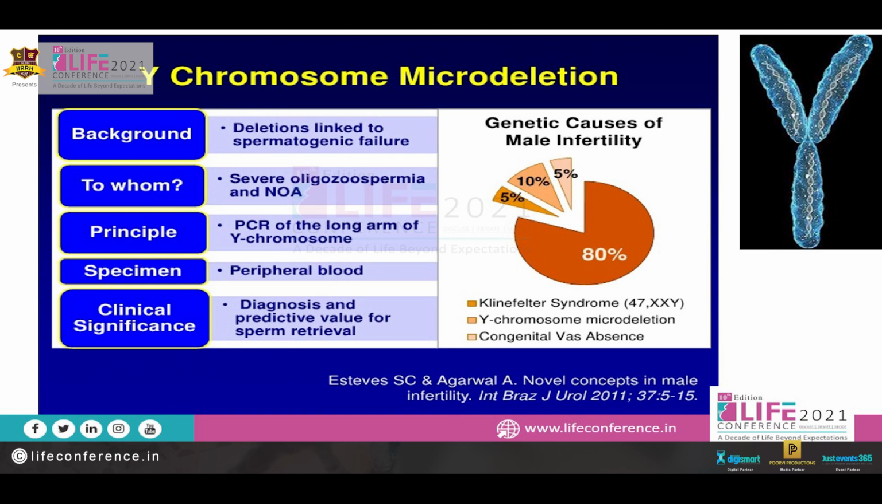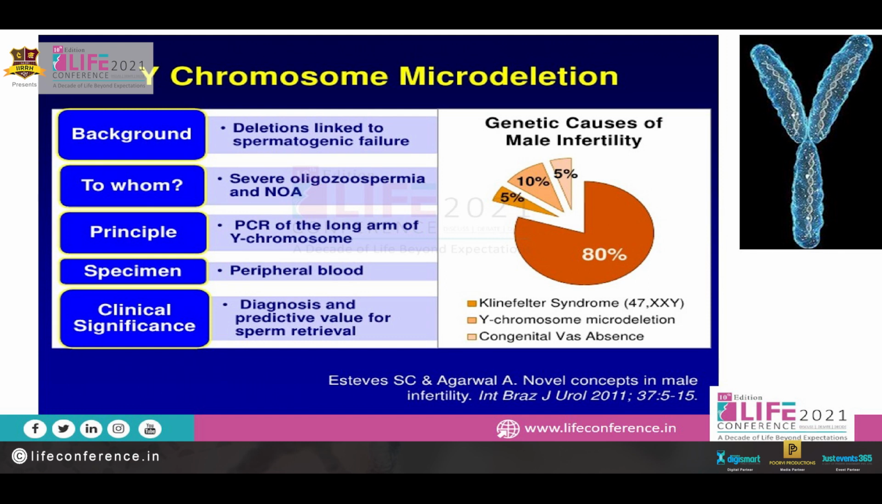What has been the background? It is only deletions linked to spermatogenic failure, and it is seen in severe oligospermic and non-obstructive azoospermia patients. The principle here is the PCR of the long arm of the Y chromosome, and it can be tested in peripheral blood. The clinical significance here is diagnosis and predictive value for sperm retrieval.